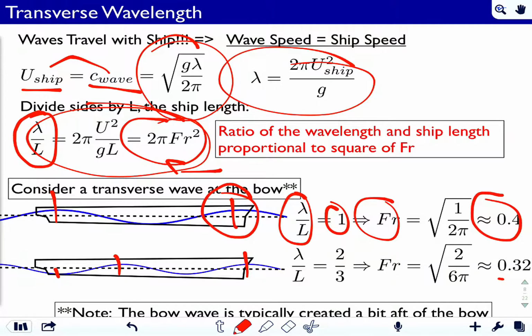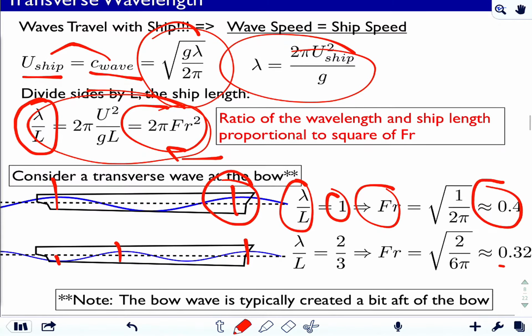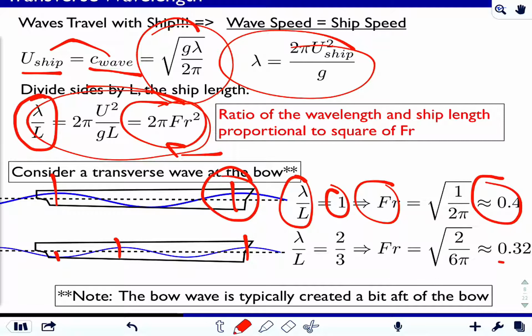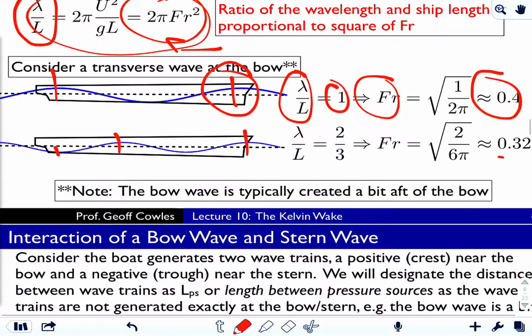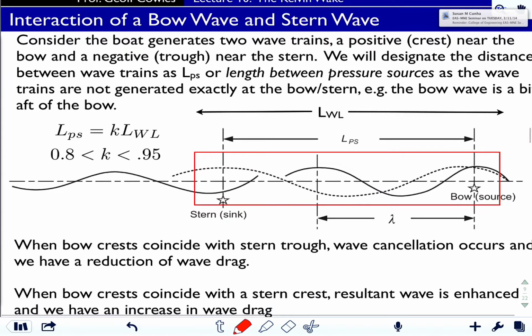Now, there's one complication, not only complication, but something to consider, and that is the bow wave is typically created a bit aft of the bow, and same with the stern wave. And what we're going to do is look at a simple interaction of a bow and a stern wave.